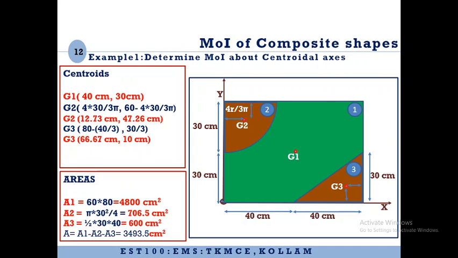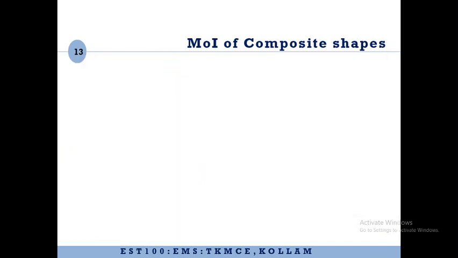Now the net area of the colored portion, that is the green colored portion, will be A1 minus A2 minus A3. That is, from the rectangle we are subtracting a quarter circle and a triangle. So we will get this value, that will be the total net area of the green colored portion. So three steps we have done now. First step, we numbered the various simple shapes. Second step, we calculated the centroid of the simple shapes, and third step, we calculated the area of the simple shapes as well as the composite shape.